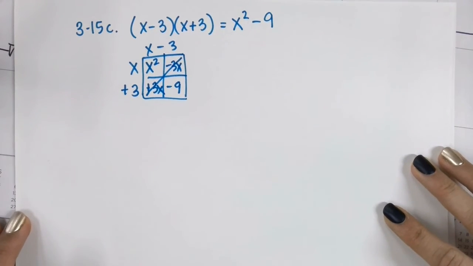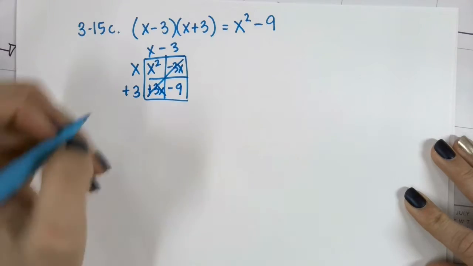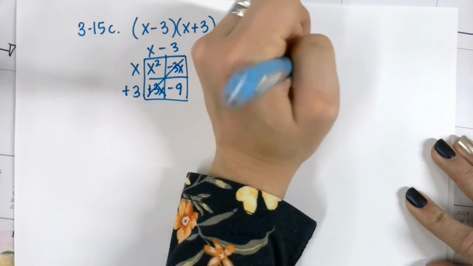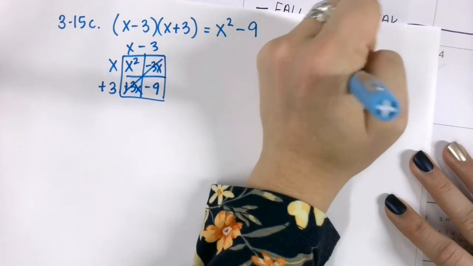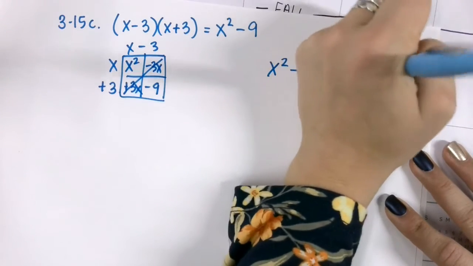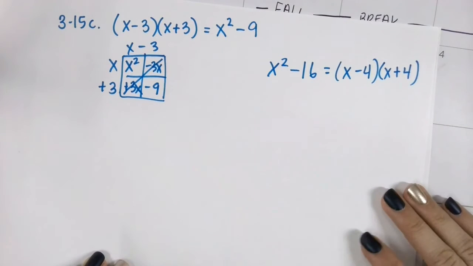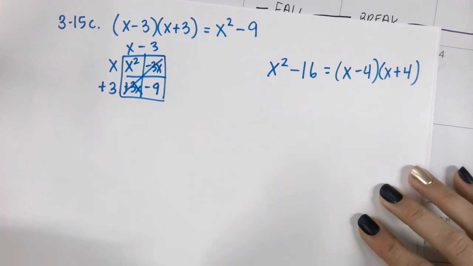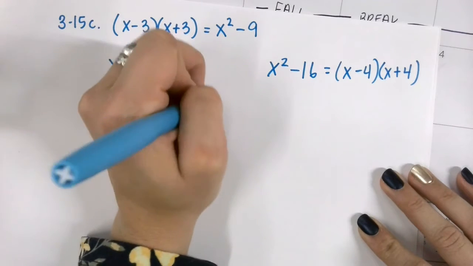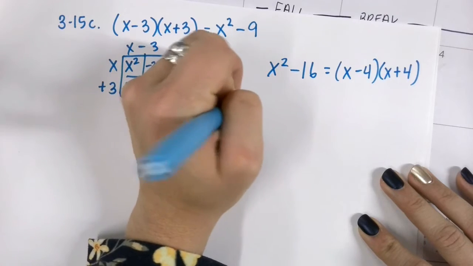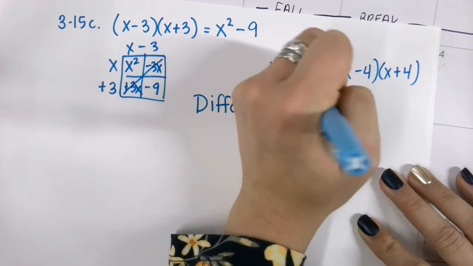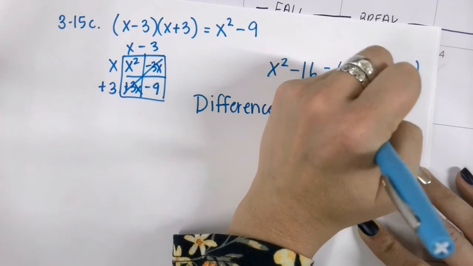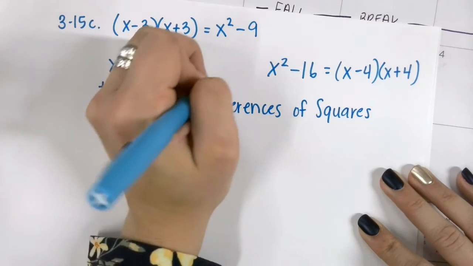This would be the same case if we had, say, x squared minus 16. We could rewrite that as x minus 4 times x plus 4 as our equivalent statements. These are special because they are called the differences of squares. You're going to want to write this in your notebook.